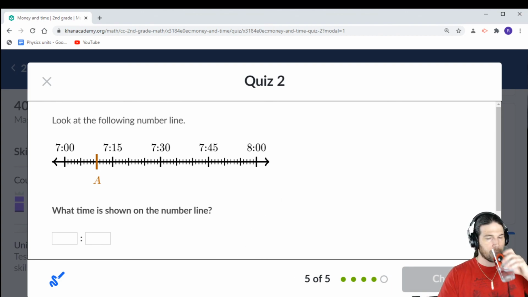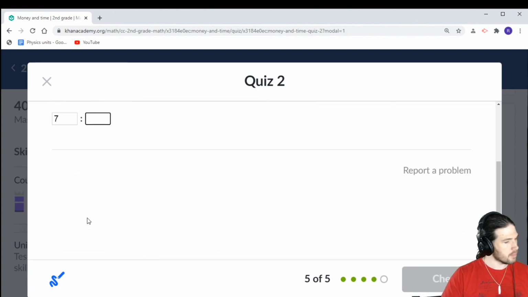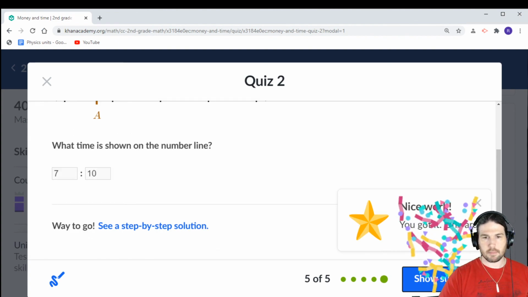Look at the following number line. What time is shown? Well, again, because these slightly longer tick marks are 5s, 1, 2, 3, 4, 5, we can go 7 o'clock, 7:05, 7:10. And that's quiz 2.